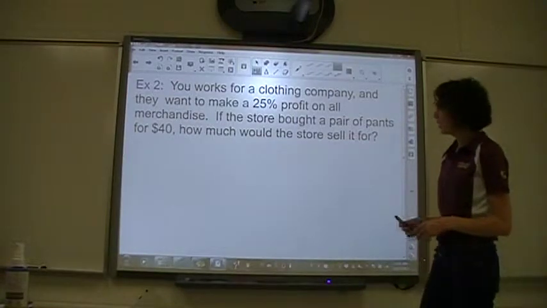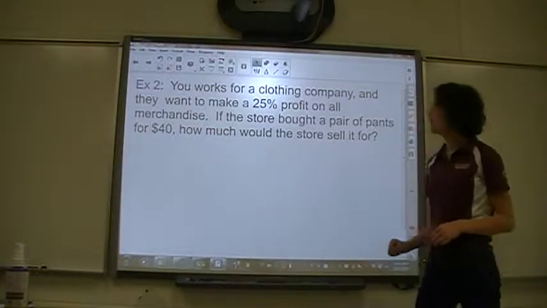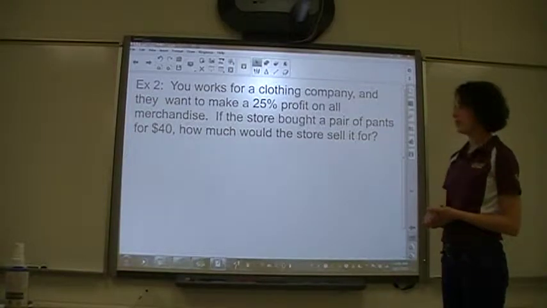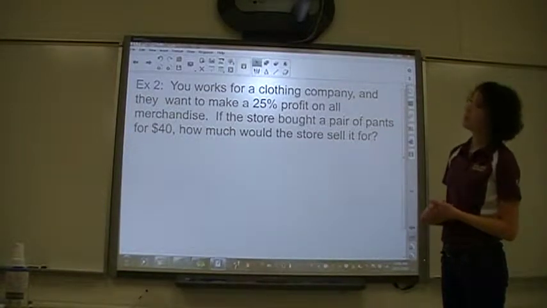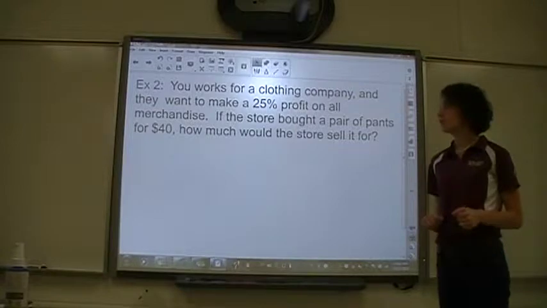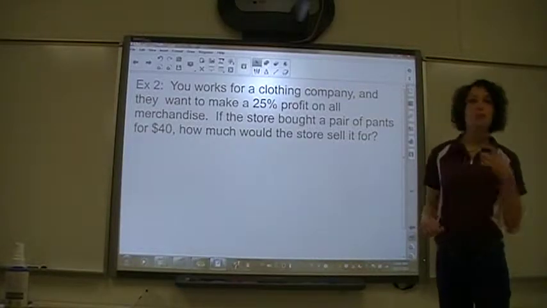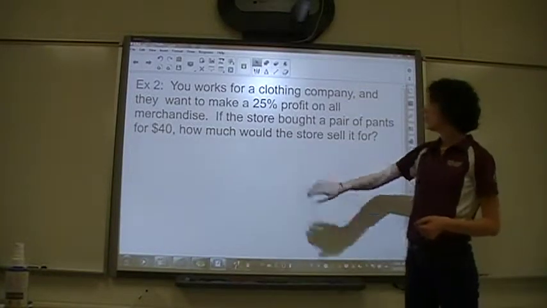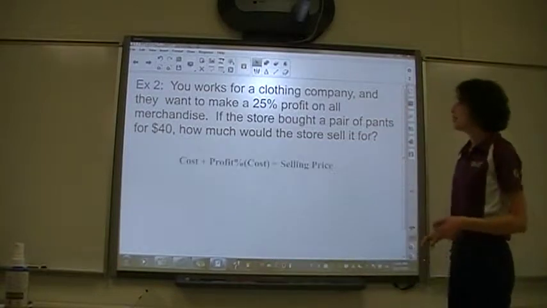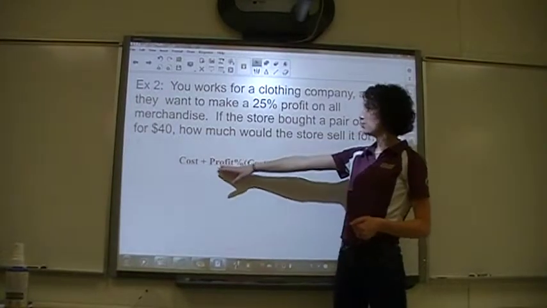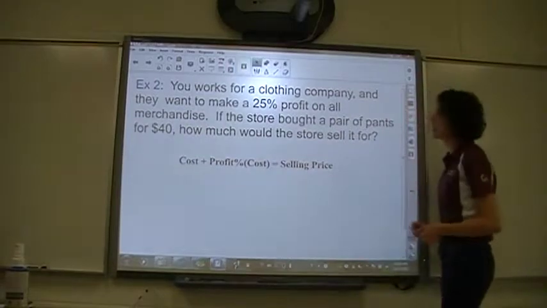All right, our next problem is example number 2. You work for a clothing company and they want to make a 25% profit on all merchandise. If the store bought a pair of pants for $40, how much would the store sell it for? So right away when you see that profit percentage, you want to use that second equation, which is cost plus profit percent times the cost equals the selling price.